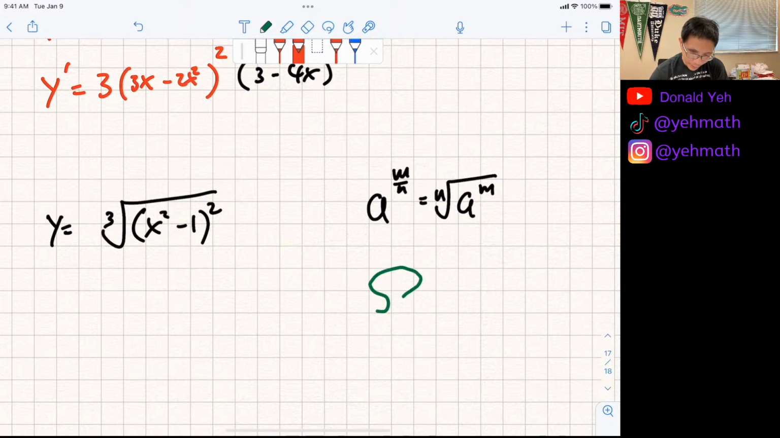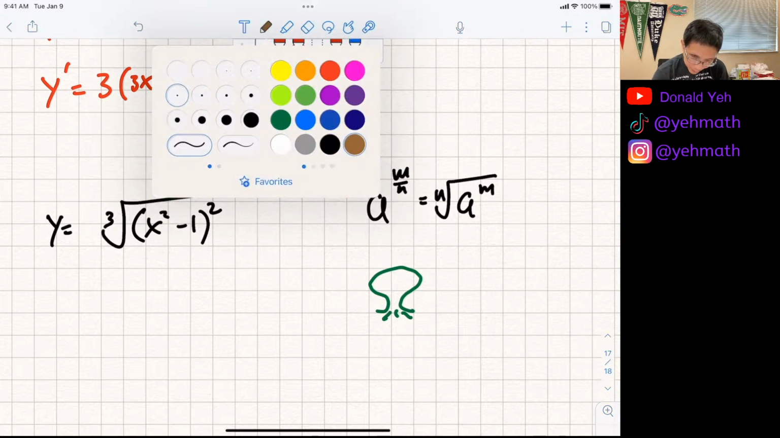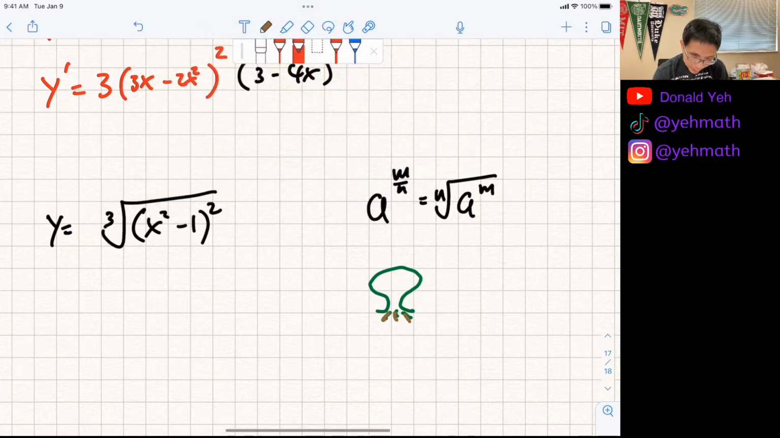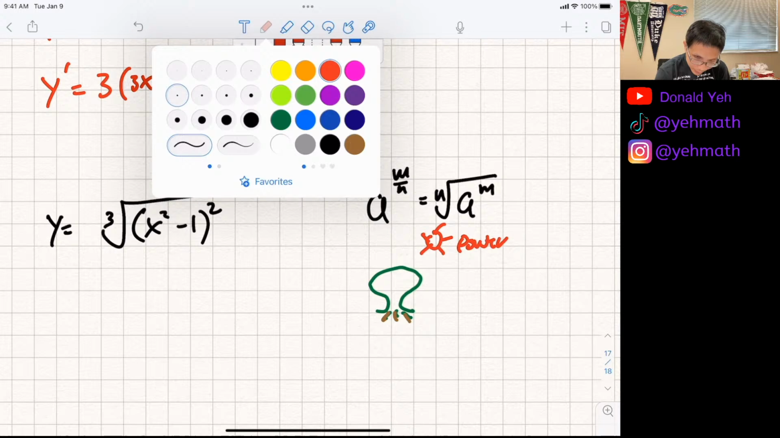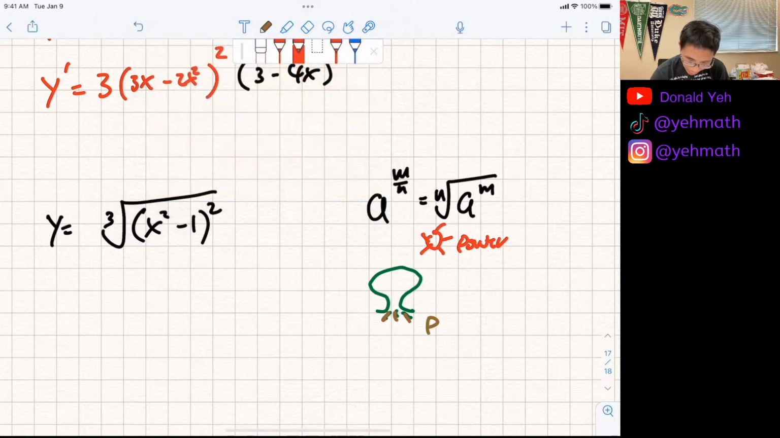It's like this is a tree. The tree has roots, right? It has brown roots, I think. And it has a power. So this is the power, and this is the roots. So it's always power over roots. Okay, so m over n, not n over m. Does that make sense?